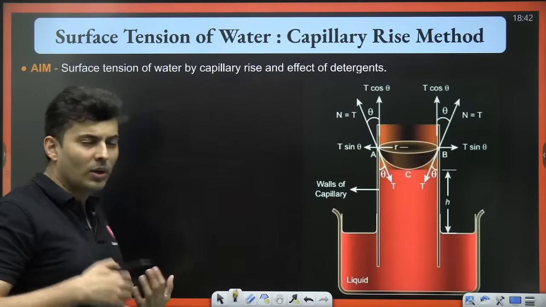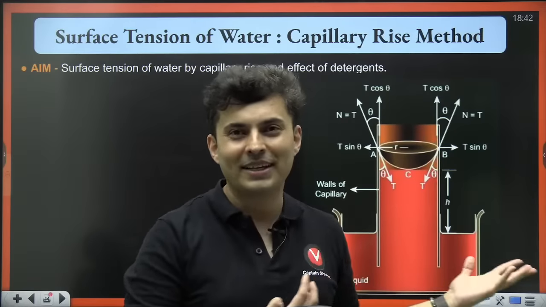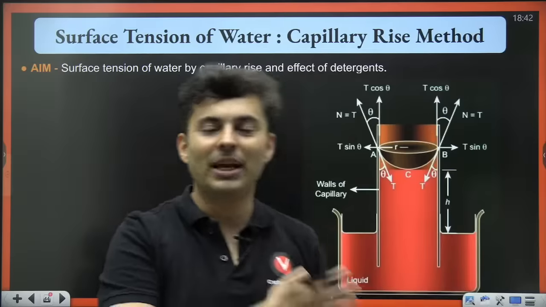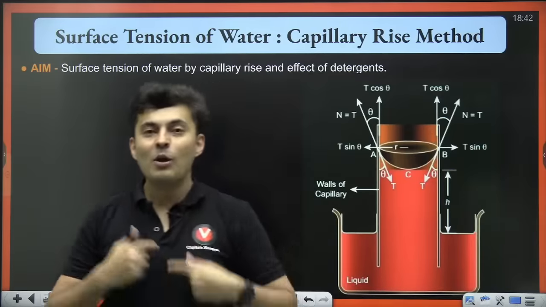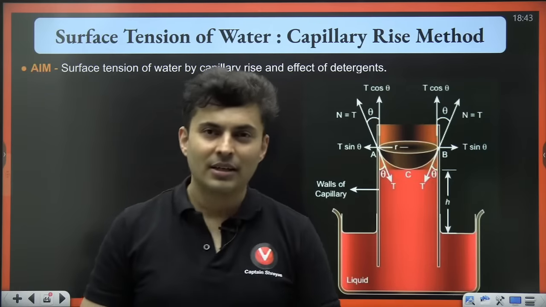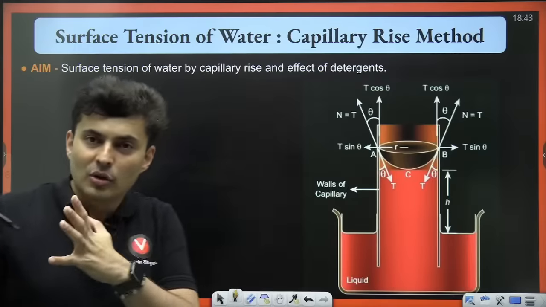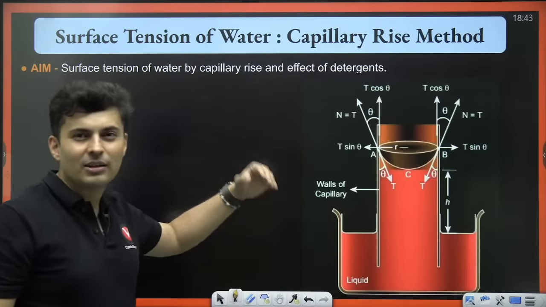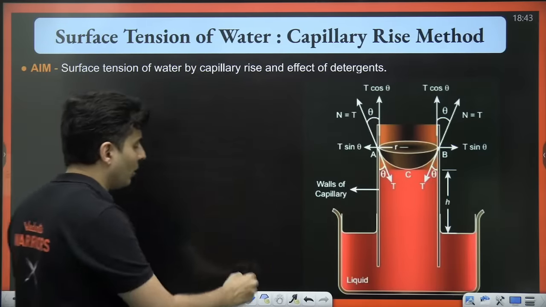You don't have to worry about what angle of contact is in case you do not know what surface tension is. Then you'll have to go back to the entire chapter and read from the beginning: what is surface tension, what is cohesion, what is adhesion, all these things. If you have not read that chapter, then this might sound a little bit out of the box.